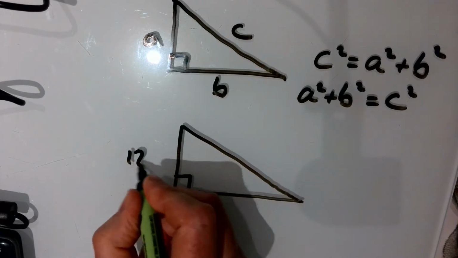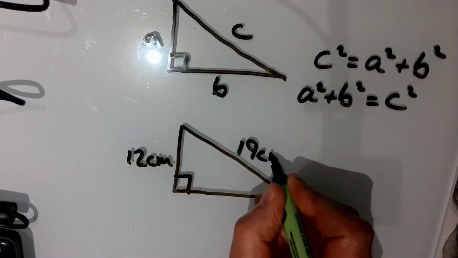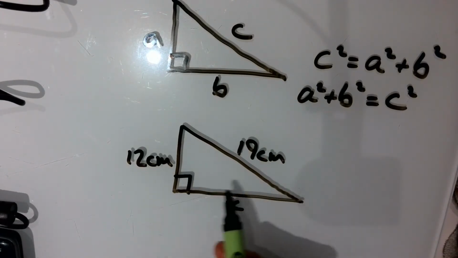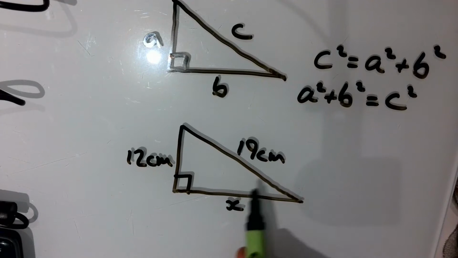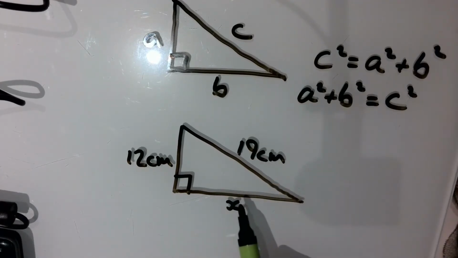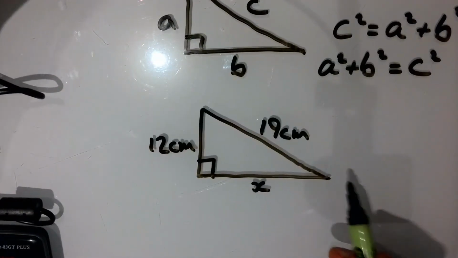Let's say this is 12 centimeters, this is 19 centimeters, and we want to find the length x. Note that this is different from the previous video. In the previous video we were trying to find the longest side, which was always c. Here it's one of the shorter ones. So let's see how we go about working that out.